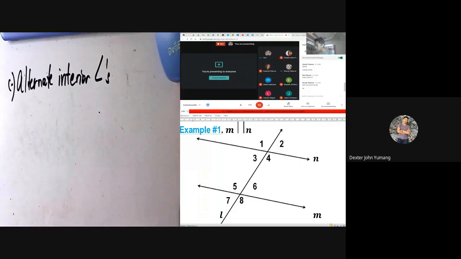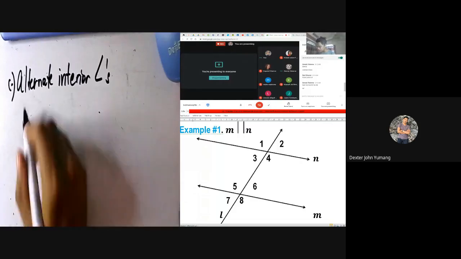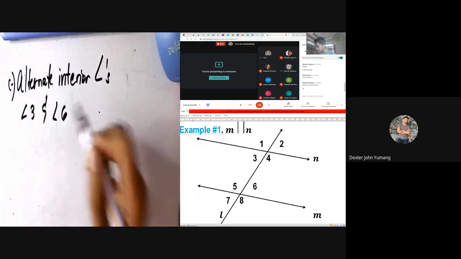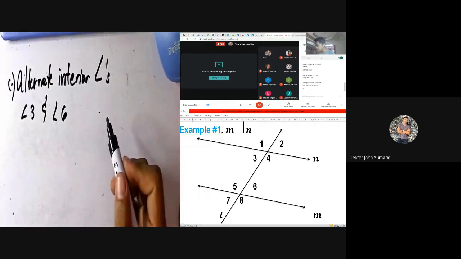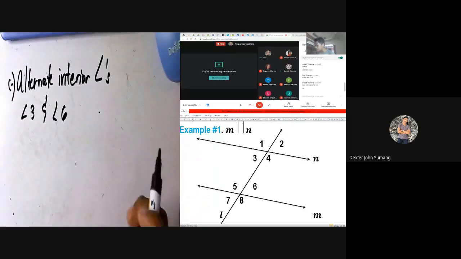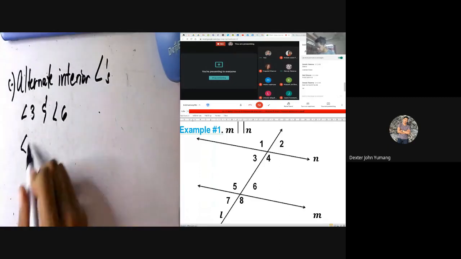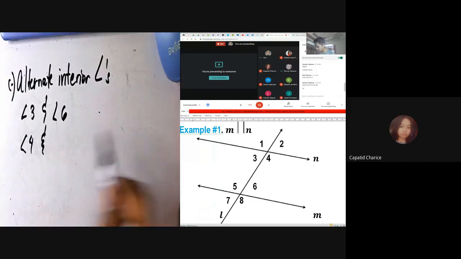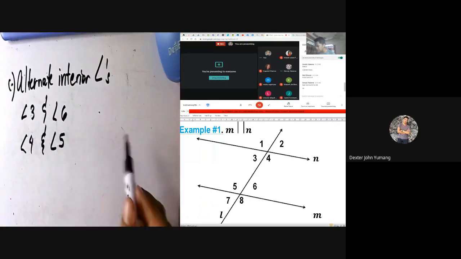Okay, when you say alternate, magkabilaan. Interior, nasa loob. Example, angle 3 has a partner, angle 6. Observe 3 and 6. Magkabilaan sila at nasa gitna o nasa loob. Tama? Next, si angle 4, sino kaya ang partner niya? Angle 5. Yes, good. Angle 5. And that is now the alternate interior.